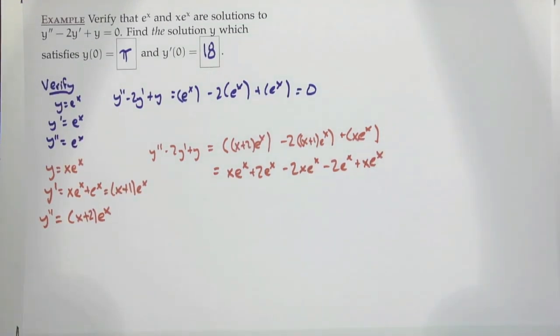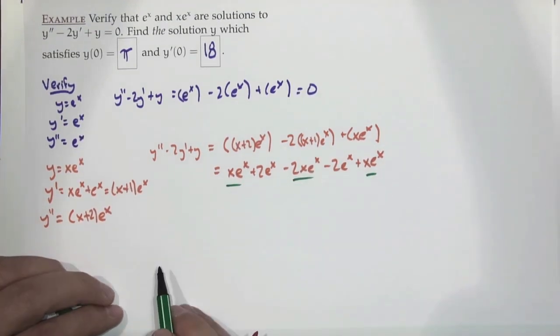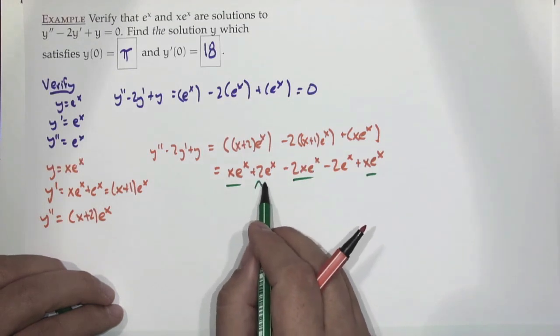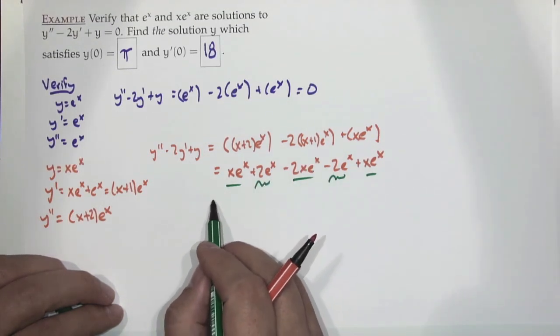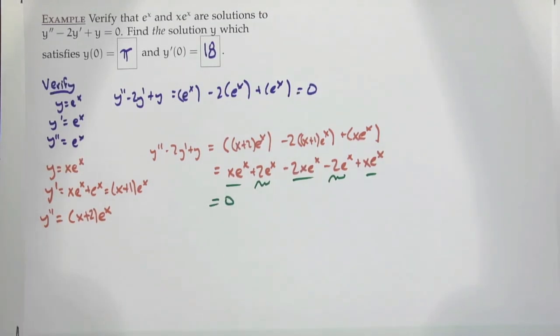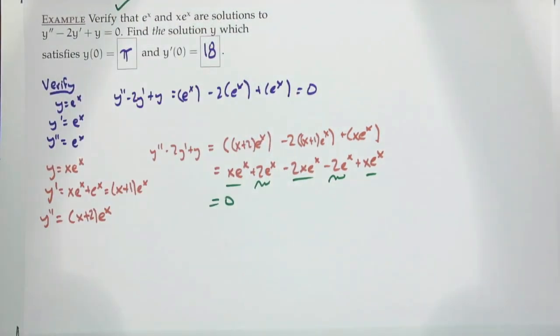How many x e to the x's do we have? None of them. Yeah, they all cancel. How many e to the x's do we have? 0. So altogether, what do we have? 0. So now we've verified it. Okay, so that's the first part. So the verifying is done.